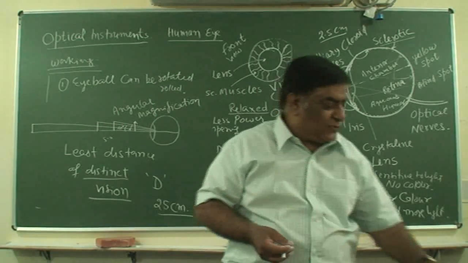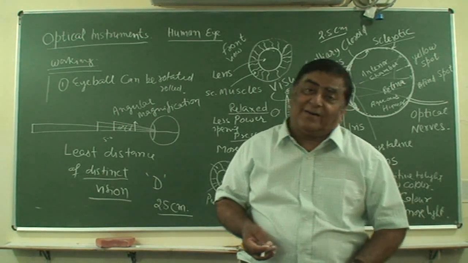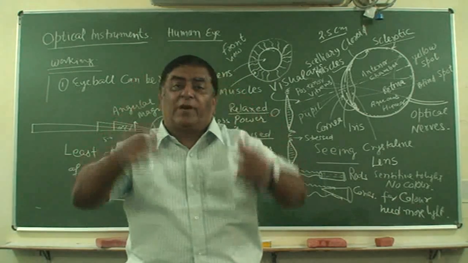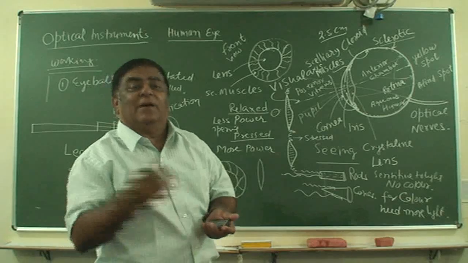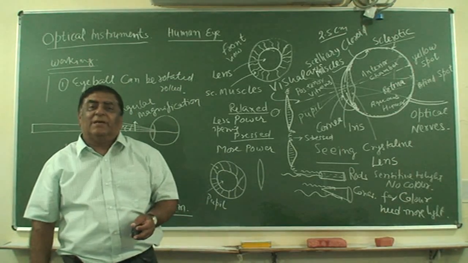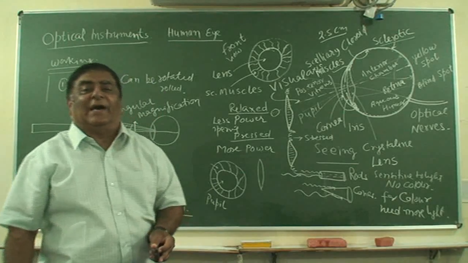Now another small thing we have to learn is, are there certain optical defects in the eyes? Why do we have to go for glasses and other related things? The answer is yes. So now we will study what are the defects in the eye.